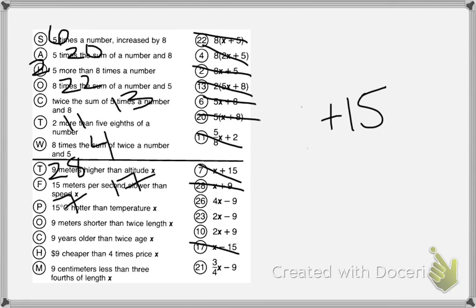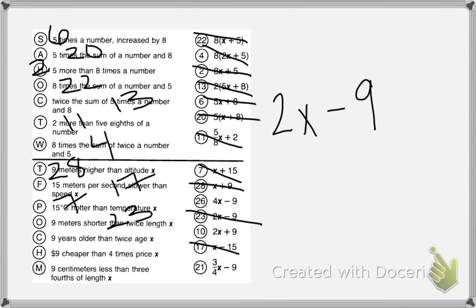9 meters shorter. Okay, 9 meters shorter. If you're 20 meters and then you're 9 meters shorter, you would add or subtract? You'd subtract. 9 meters shorter than twice length X. Twice length X. So we are number 23.